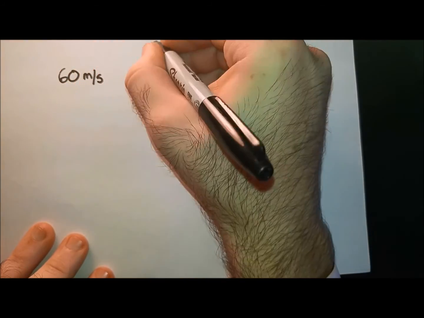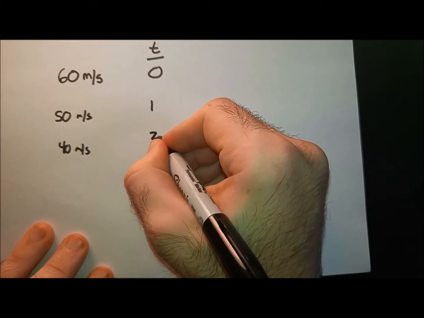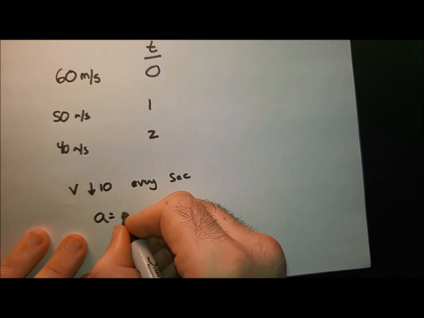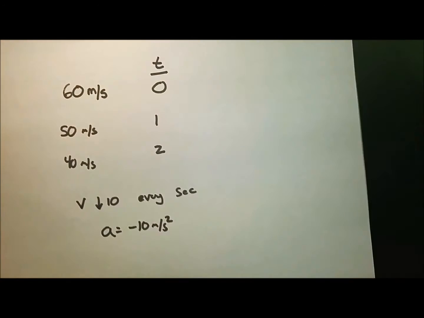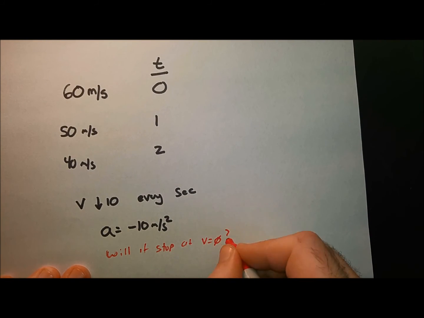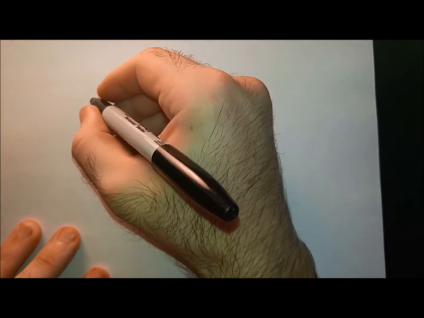So let's say, for example, we have something going 60 meters per second, and you can see right here that the velocity is changing every second. It's decreasing by 10. Therefore, the acceleration is negative 10 meters per second squared. Will it ever stop at the velocity of 0? Well, yeah, it could stop, but it doesn't have to stop permanently. It can keep on going and go backwards.